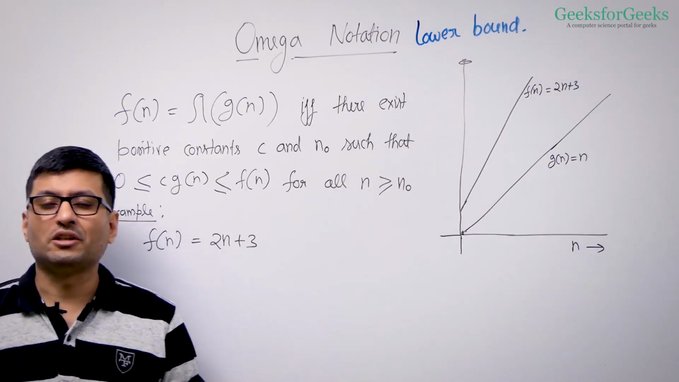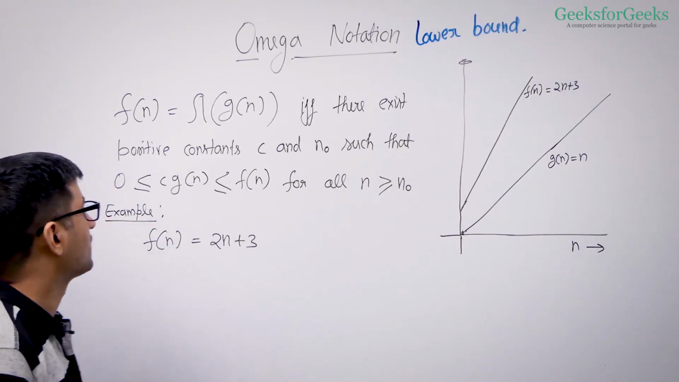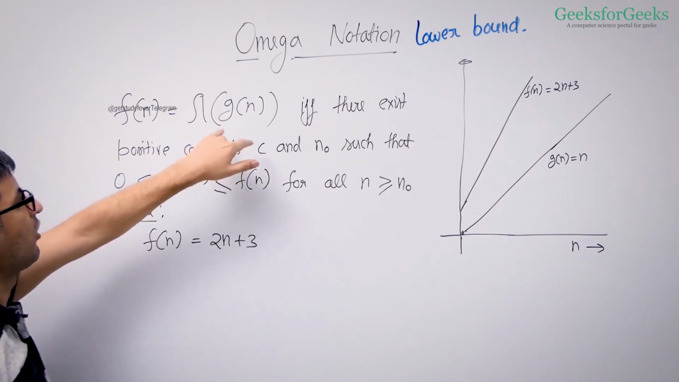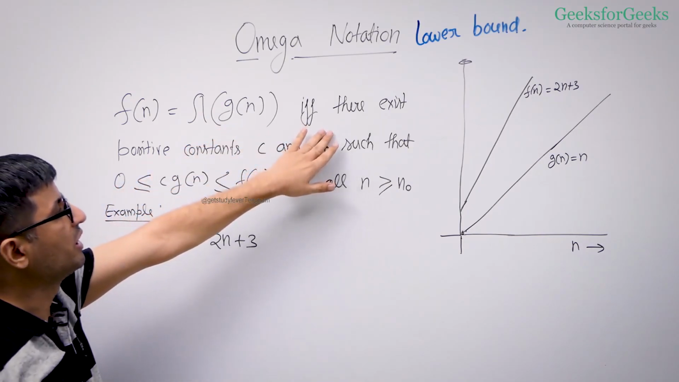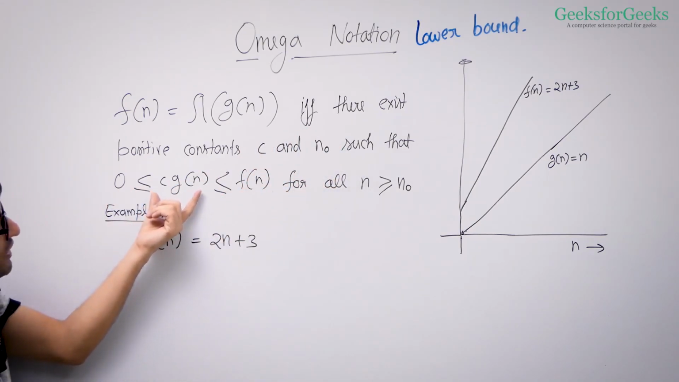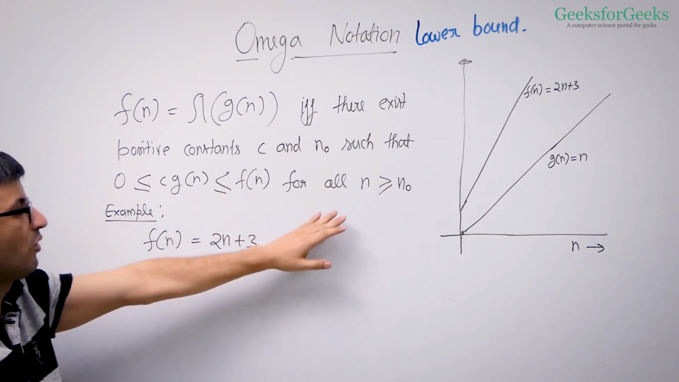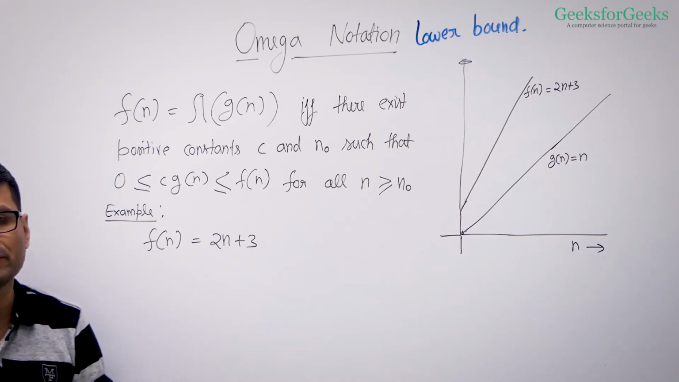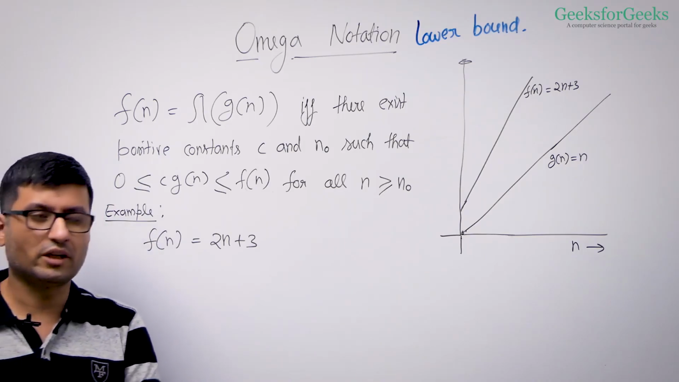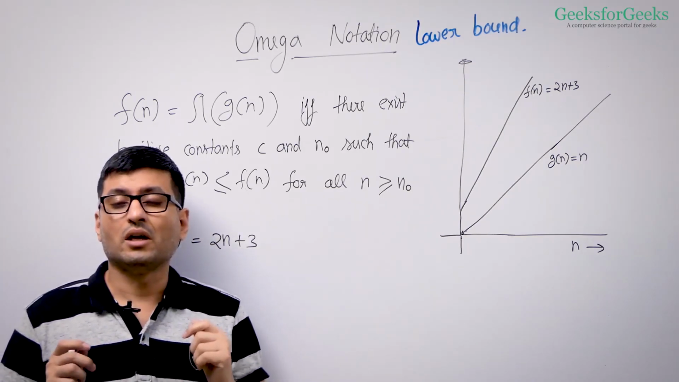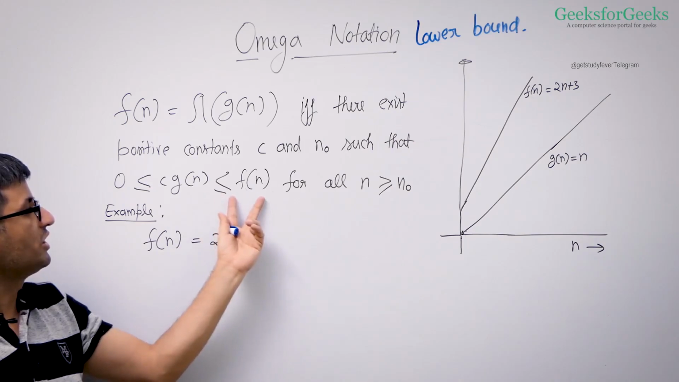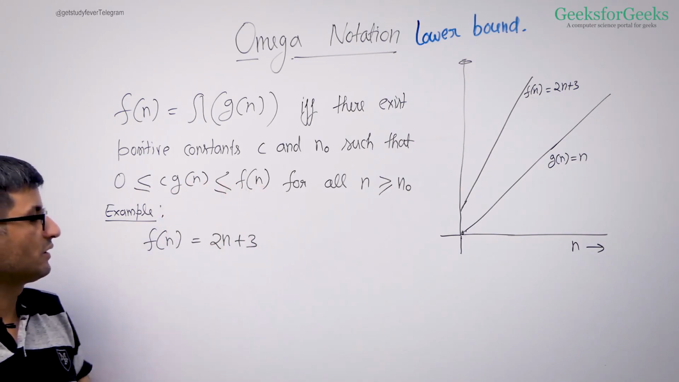Let us take a look at the mathematical definition of omega notation. The definition says that f(n) is equal to omega of g(n), or big omega of g(n), if and only if there exist positive constants c and n naught such that c of g(n) is smaller than or equal to f(n) for all n greater than or equal to n naught. Like big O notation, here also we talk about large values of n, right? n tends to infinity. And this condition is just the opposite. In big O notation, we were saying f(n) is smaller than or equal to c g(n). Here we are saying c g(n) is smaller than or equal to f(n).